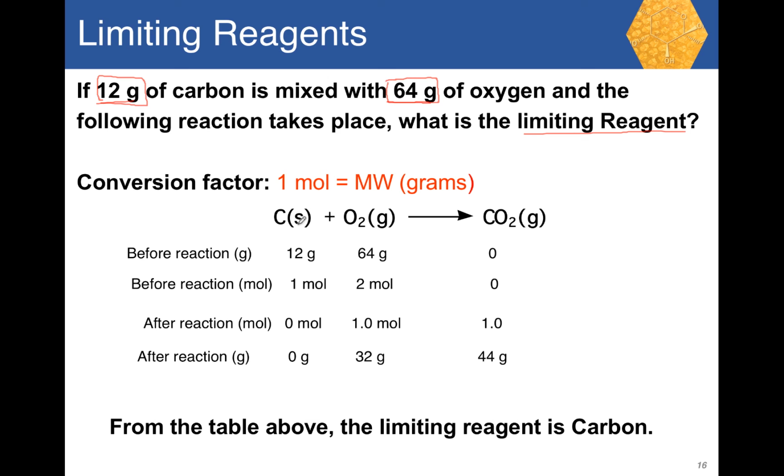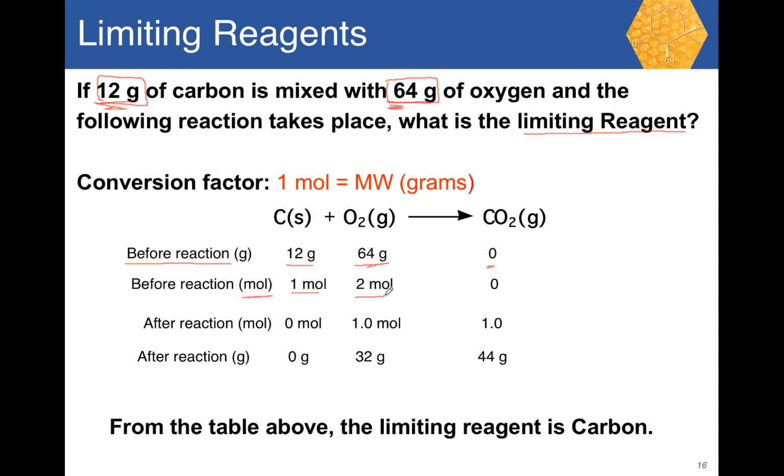So let's set up a little table here. So before the reaction, we have 12 grams of carbon right here. And we have 64 grams of oxygen right here. And we do not have any product because that's before the reaction occurs. Next, we have to convert to moles. So this is 1 mole of carbon and 2 moles of oxygen.